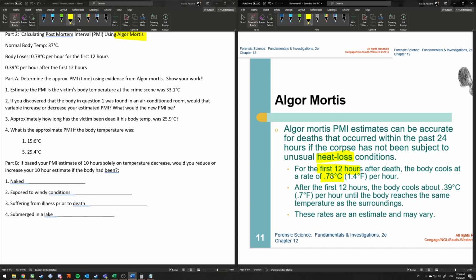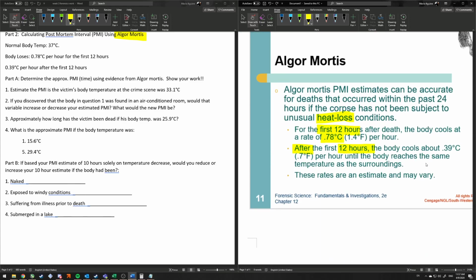For the first 12 hours, it cools at this. And then after 12 hours, it cools at 0.7. Not points. I did it again. No, it cools at 0.39 degrees Celsius. I'm just going to cross these out. Okay, so this can sound a little bit confusing at first, but it's not too bad.